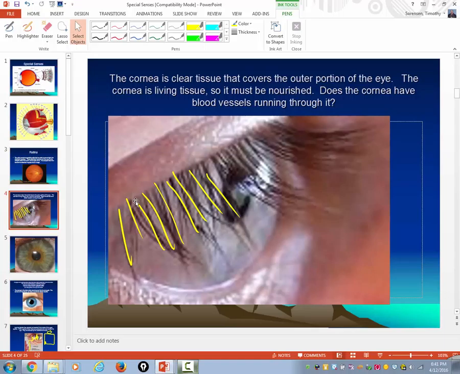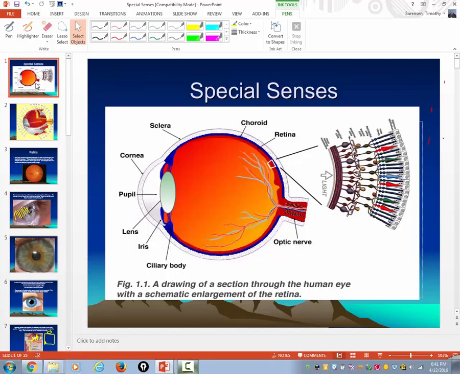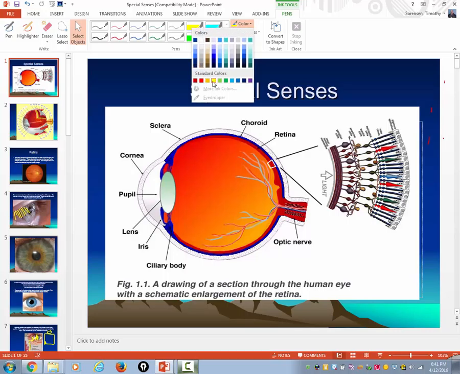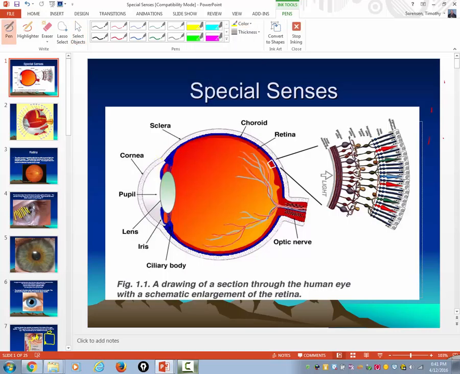Watch. Eyelashes are hair, so they have a sebaceous gland that releases an oily substance to allow your eyelashes to remain soft and supple. Sometimes you can get an infection of that sebaceous gland within your eyelash and you get a sty. That's what a sty is.